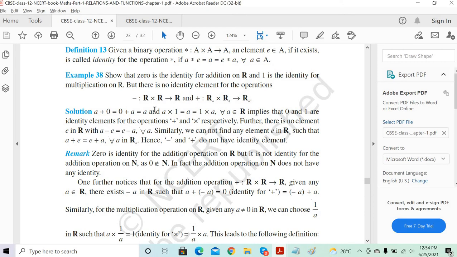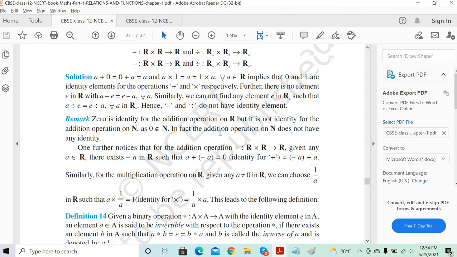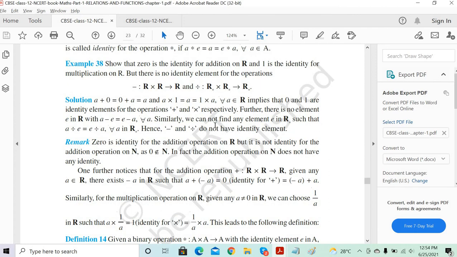So is there any number where 2 minus that number is the same as that number minus 2? Let's say we take a value e which tries to satisfy this, but we will find out that it's not possible. It does not have any identity element, so we will just leave it there. Meaning is clear, right?